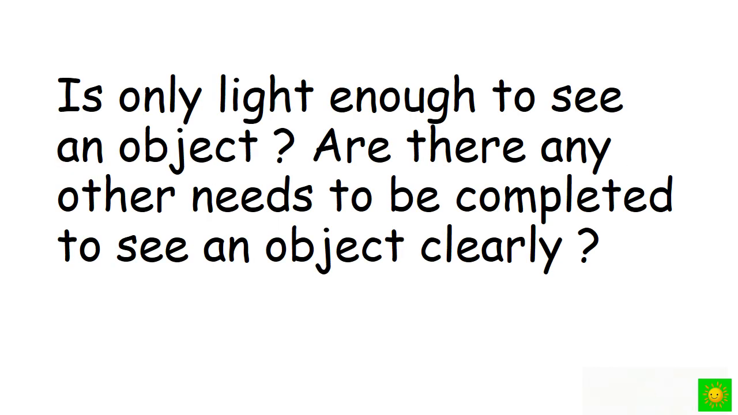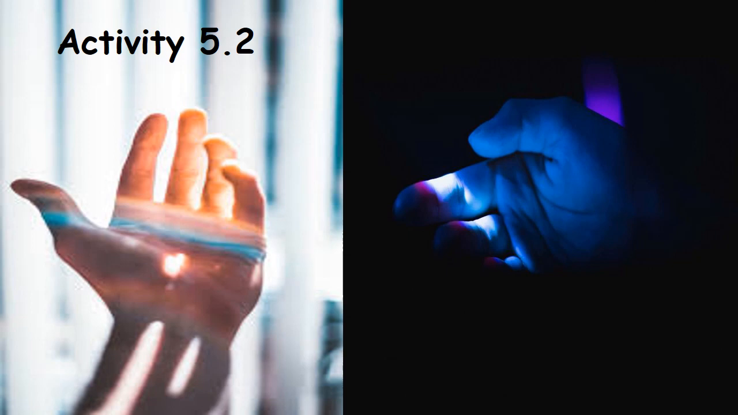Is only light enough to see an object? Are there any other needs to be completed to see an object clearly? To observe that, we can do this activity. Go to a place with plenty of light. Unfold your hand. Now observe the lines on your palm well.